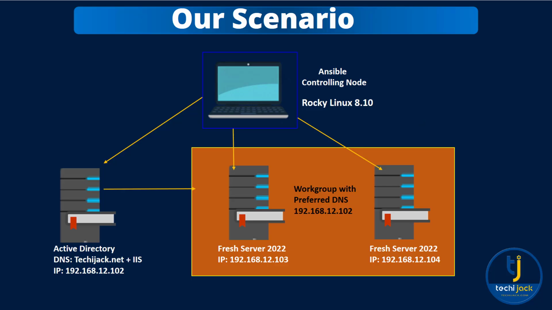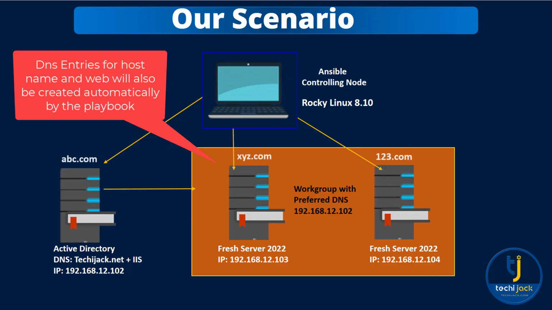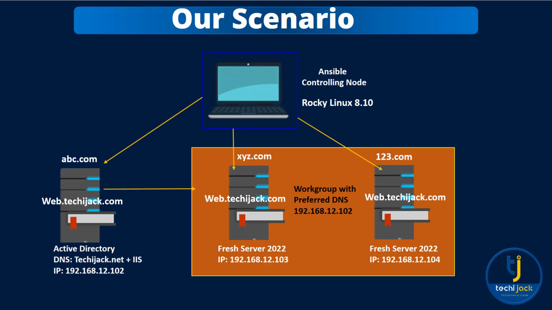So our task is to install IIS on all three servers, and also we will create a different website on all three servers. Also we can install a single website on all three servers to achieve high availability. And one thing to note here is that these two workgroup servers which have Server 2022 installed have the preferred DNS of the Active Directory, that is 102.